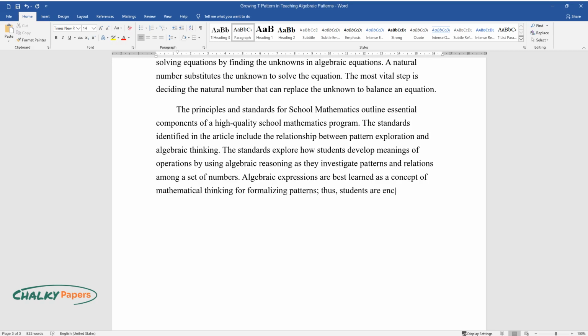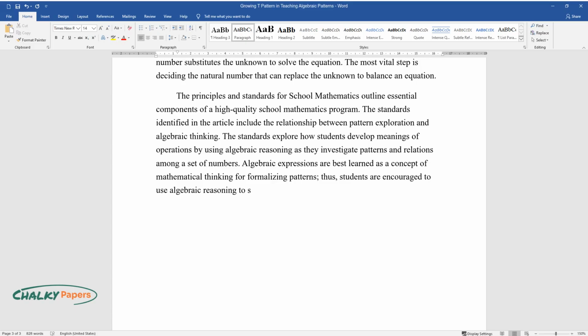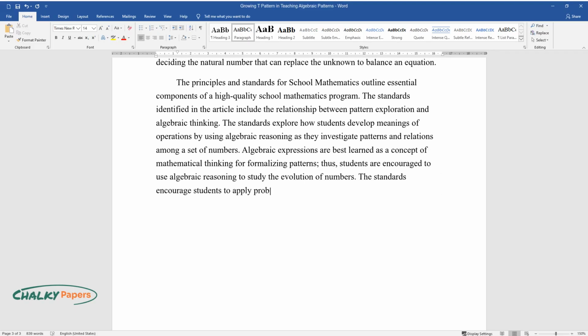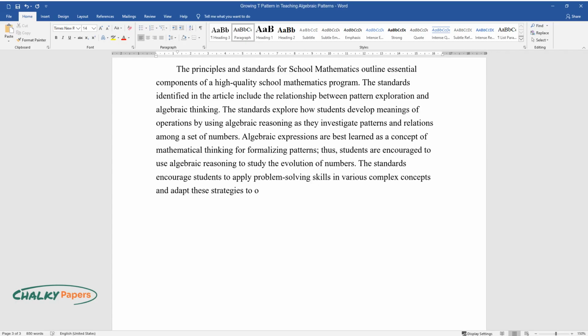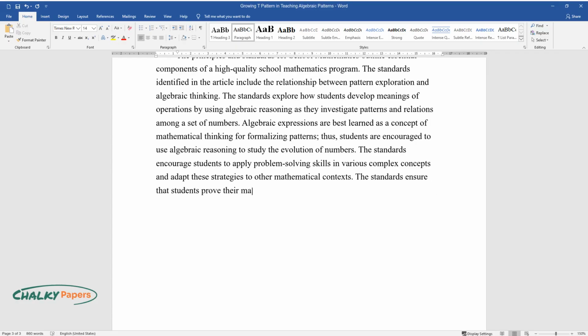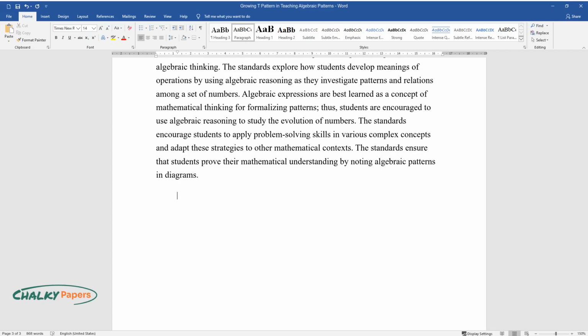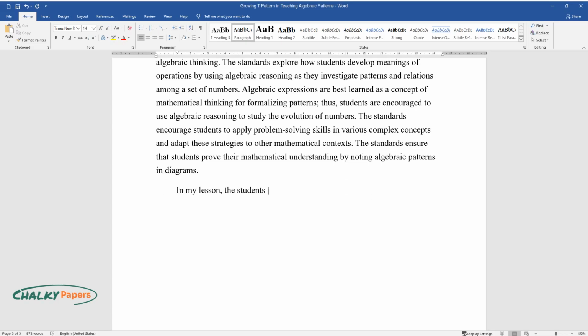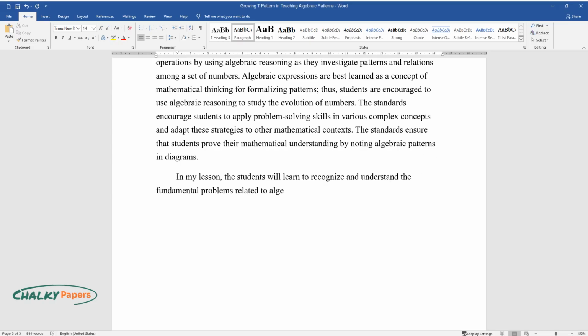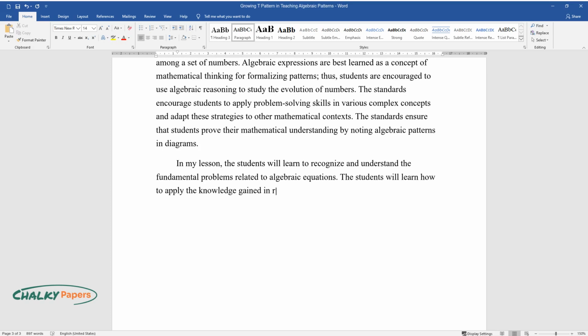Thus, students are encouraged to use algebraic reasoning to study the evolution of numbers. The standards encourage students to apply problem-solving skills in various complex concepts and adapt these strategies to other mathematical contexts. The standards ensure that students prove their mathematical understanding by noting algebraic patterns in diagrams. In my lesson, the students will learn to recognize and understand the fundamental problems related to algebraic equations. The students will learn how to apply the knowledge gained in real-life situations.